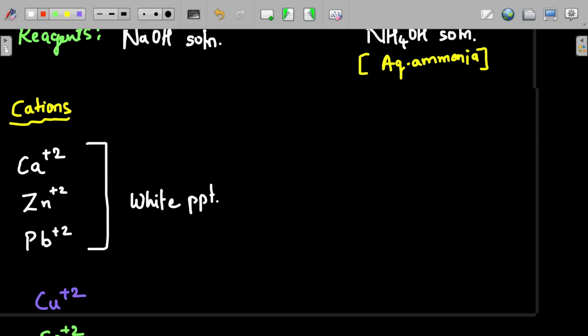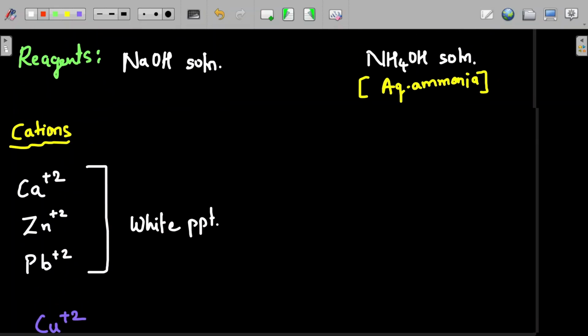So what is this? A simple precipitation reaction, you know. You take, for example, calcium nitrate solution in one test tube. In another test tube, you take the reagent, sodium hydroxide solution. Now you add sodium hydroxide solution to calcium nitrate solution, initially drop by drop. Then what we observe is that calcium nitrate gives a white precipitate.